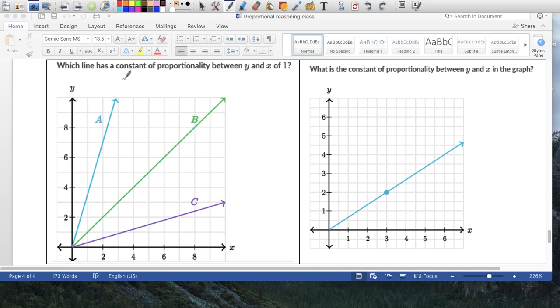Right here. So pick any point, and just to be different, I'm going to pick this point right here, which is 6 on the x and 4 on the y. So constant of proportionality, k equals y over x, k equals 6 over 4, and k equals 3 over 2, or 1.5. Any of these three answers will suffice.